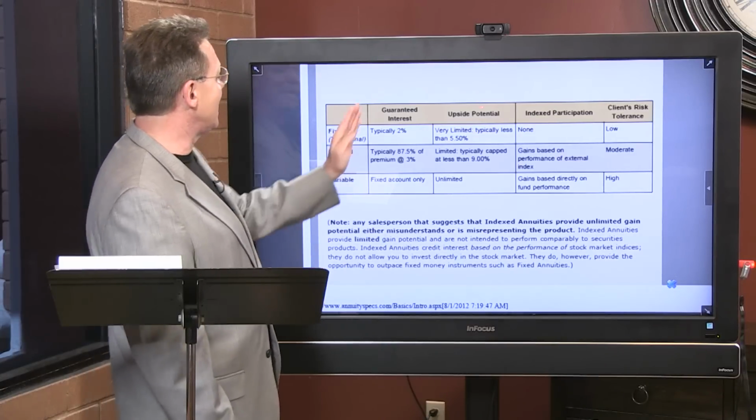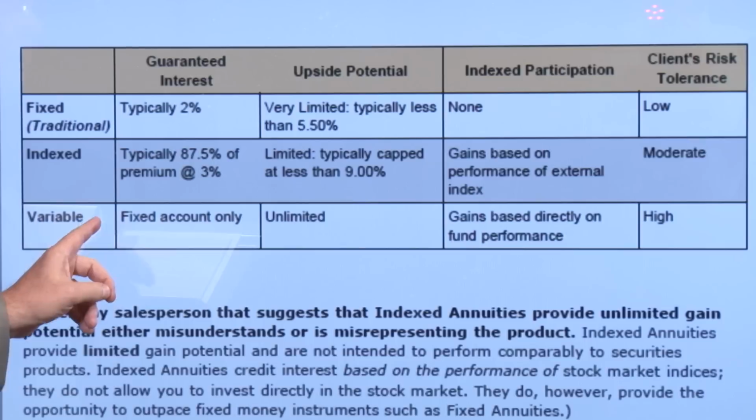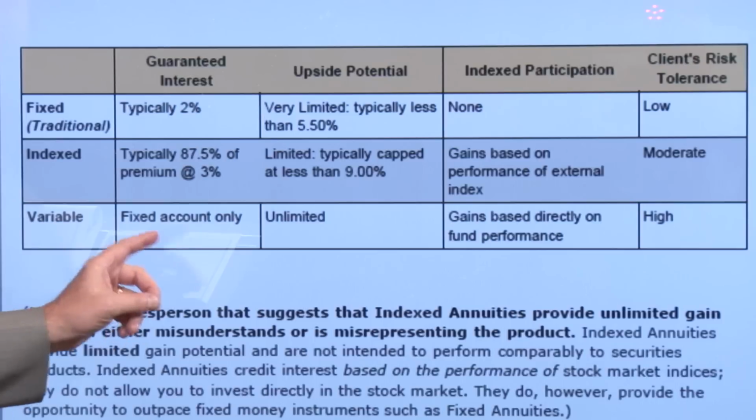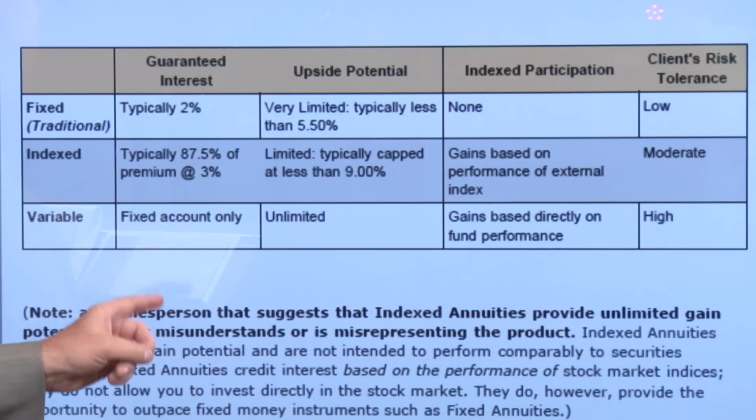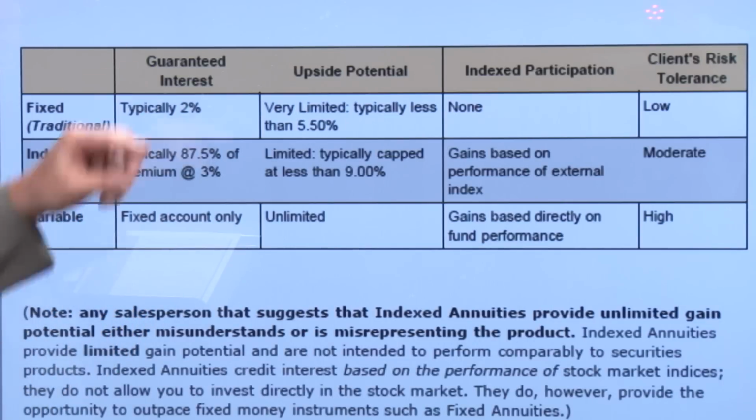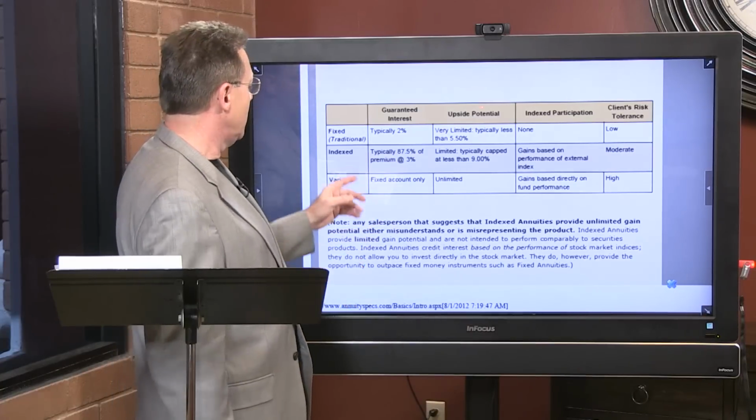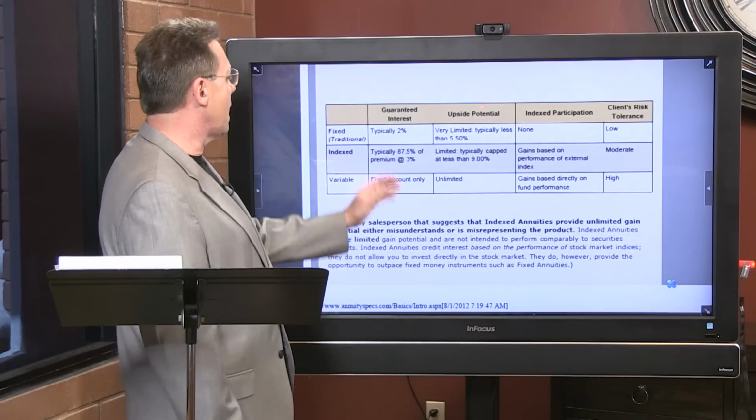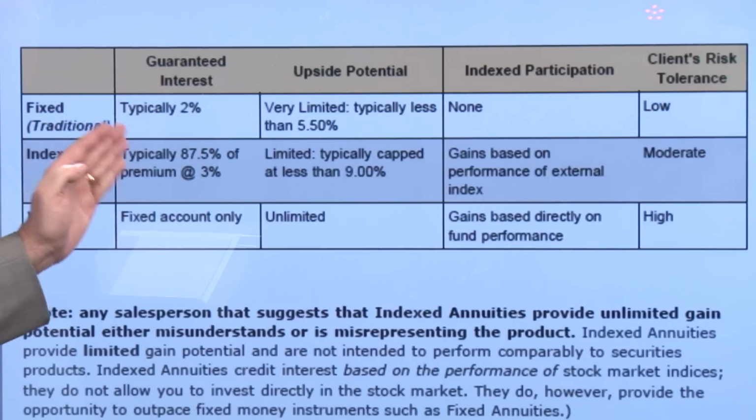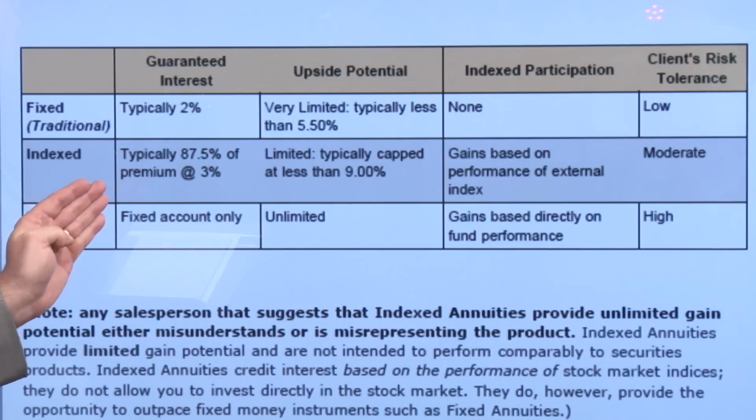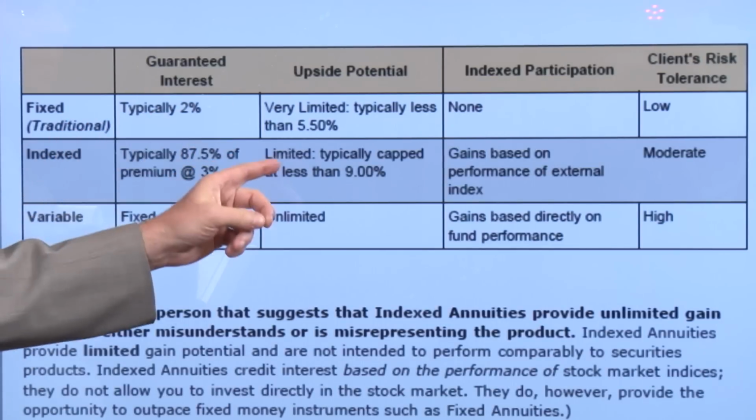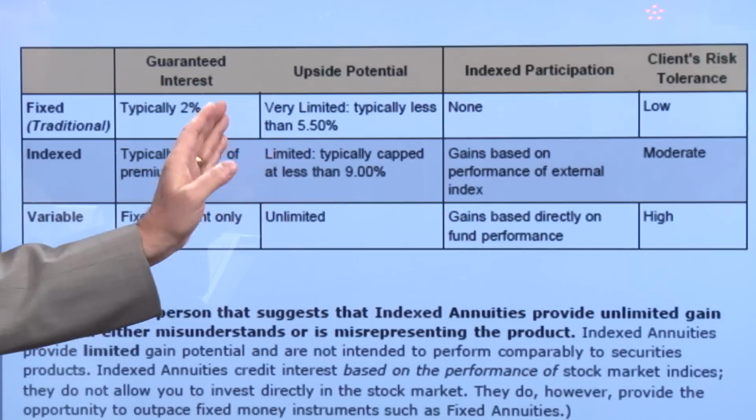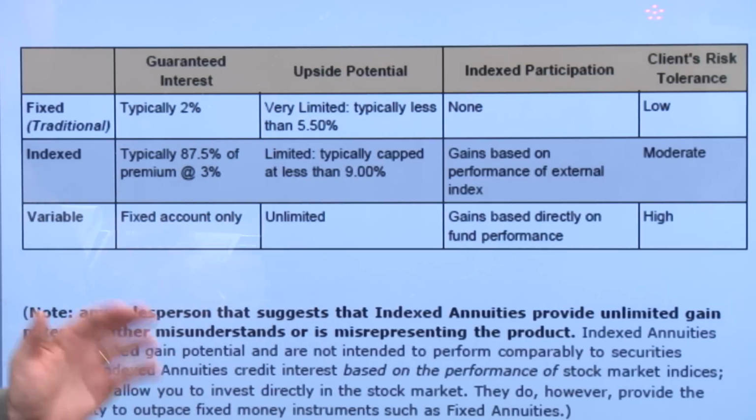I've talked about guaranteed interest, and notice in variable, you could actually buy a variable contract. I think it'd be expensive to do so, but you could buy a contract that actually has a fixed account that does guarantee a return, but that's the only thing that it guarantees. Now, let's just go through this to make sure we're all on the same map. Fixed traditional annuities typically have a 2% floor right now. Again, if it's short term, it may be less than that. And does it have upside potential? Very limited, unless it says otherwise.